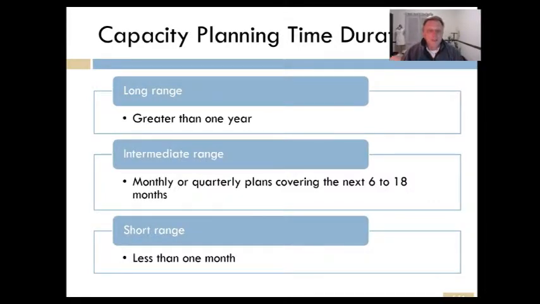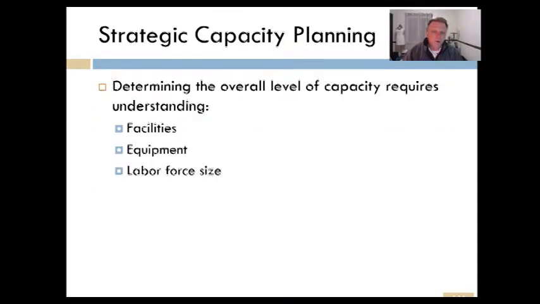Capacity time durations usually are fenced as either long range, intermediate range, or short range, short range being a month, long range being greater than a year. So when you think about capacity, you always have to think, is this a long range, intermediate, or short range question? And you have to know something about your facilities and your equipment and the labor force size.